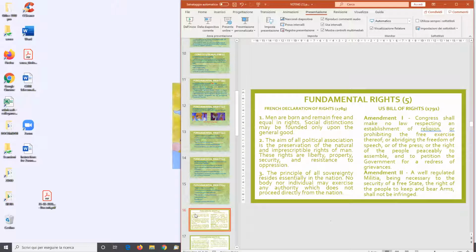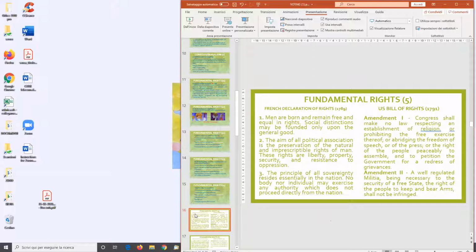Here we find it in the French Declaration of 1789. Social distinctions may be founded only upon the general good. Remember that this is 1789, France is still a monarchy, and therefore there is a very powerful movement of noblemen. So the fact of social distinctions, this is the sense of this provision. Then Article 2 is a general principle that we find in America, expressed both in the Declaration of Independence and the preamble to the US Constitution.